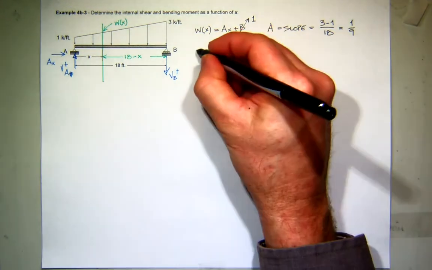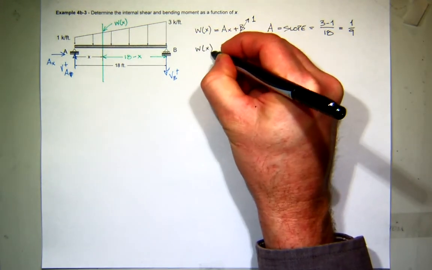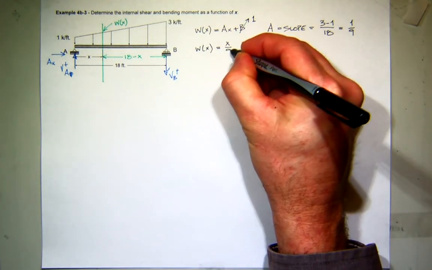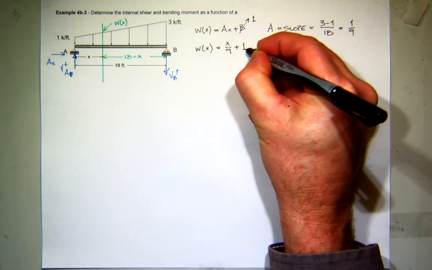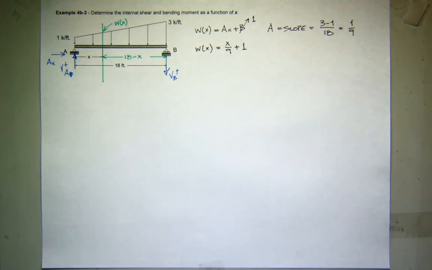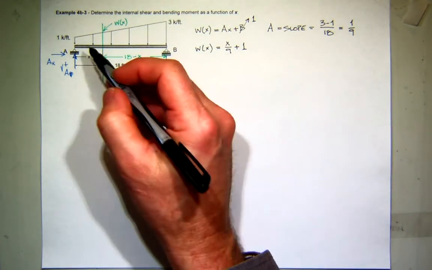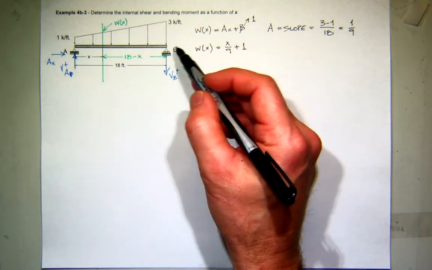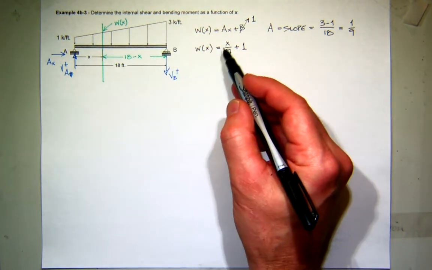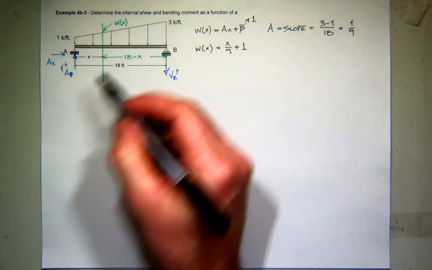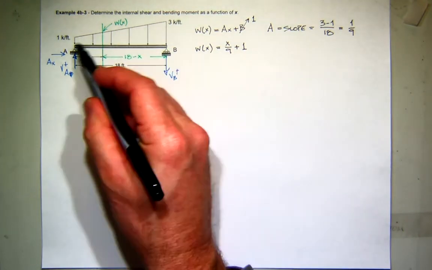So I can now write my load as a function of x as equal to x over 9 plus 1. And you can check that, right? When x is 0, what do you get? 1. And that matches. When x is 18, you should get 3. If you put 18 in here, you get 18 over 9 is 2, plus 1 is 3. So that tells me the value of the load anywhere I want on that line.